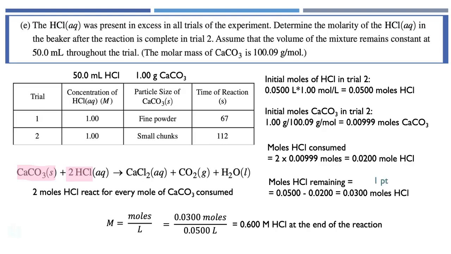All right, it was 1 point really for finding the moles of HCl that remained, so you had to do the whole subtraction piece. And then the second point for part E was to find the molarity of the HCl at the end and do that correctly and have it be consistent with the moles of HCl that you found.